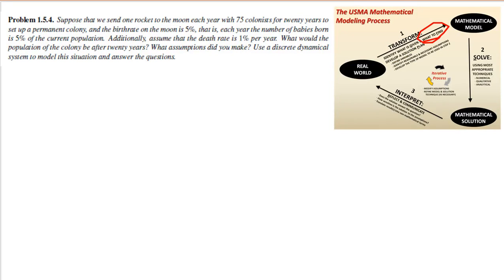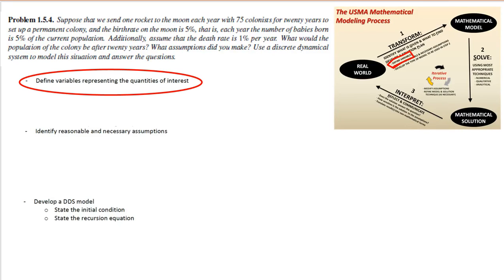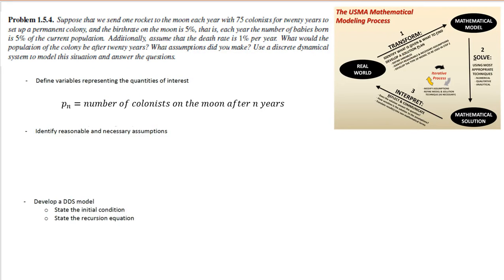Next, let's determine what we have to find. We want to find, based on that first question, the population of the colony after 20 years. Knowing what we need to find helps us then define the variable of interest. Defining our variables of interest is really the first of the essential elements of the transform step. Here, let's define P sub n to equal the number of colonists on the moon after n years. If we were able to find P sub 20, we would be able to answer our question.